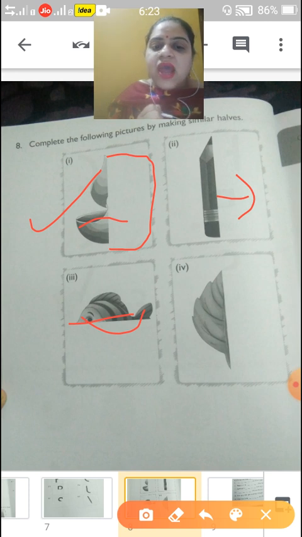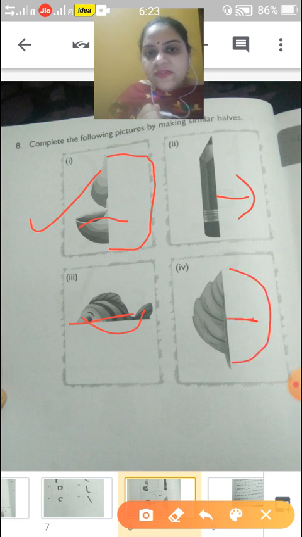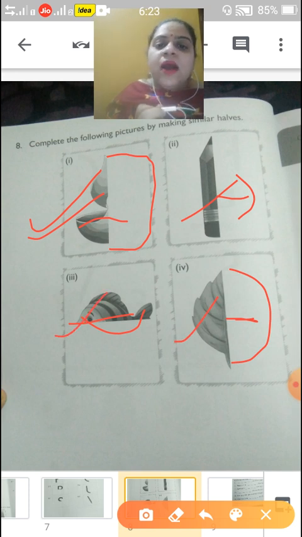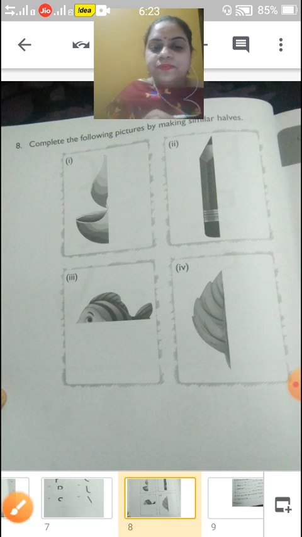Understood? And this is your leaf. So you can draw the leaf half here. Understood? Same you have to draw. Here it is drawn half, so same you have to draw the other side. Understood? I hope you understood properly and you complete your work properly. Okay, children?